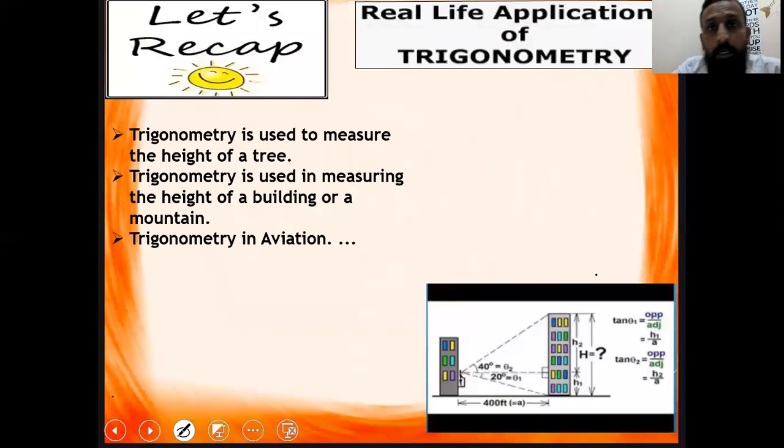So, let's have a quick recap. Boys and girls, trigonometry is used to measure the height of a tree. Remember, we have done a question last time. If I wanted to calculate the height of the tree, we can apply trigonometrical technique to find that. Trigonometry is used in measuring the height of a building or a mountain, and trigonometry is also used in aviation. What is aviation? It's related to the radar system, that is the surveillance of the aircraft. So trigonometry is used everywhere. It has a lot of application in our real lives. So you can Google it for more information, boys and girls.